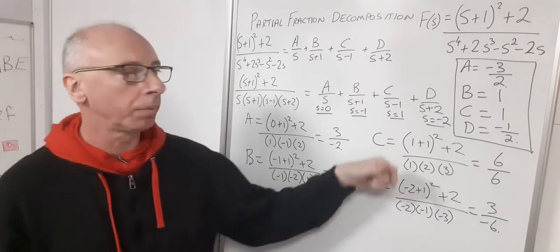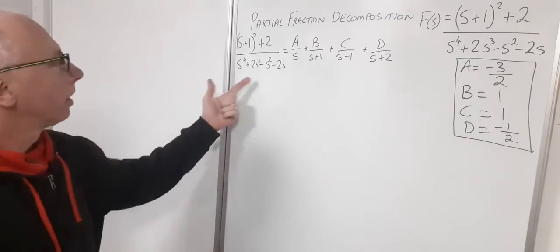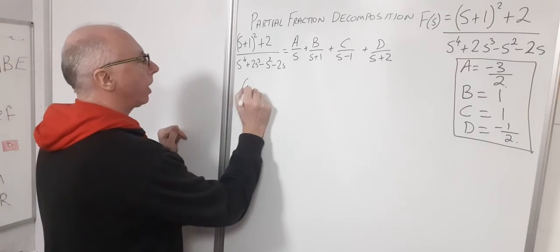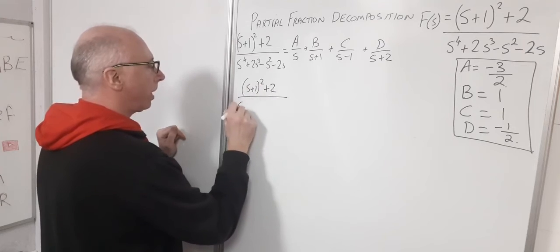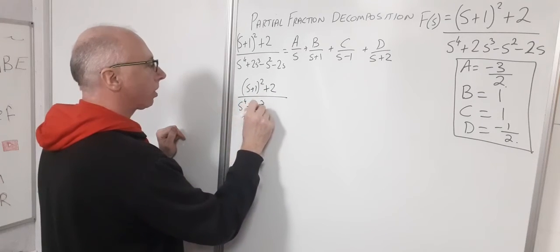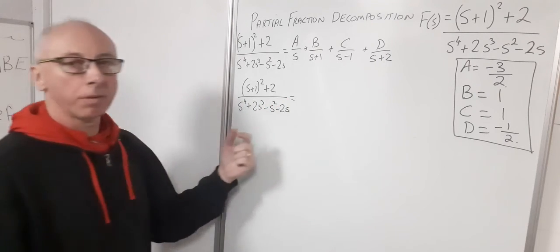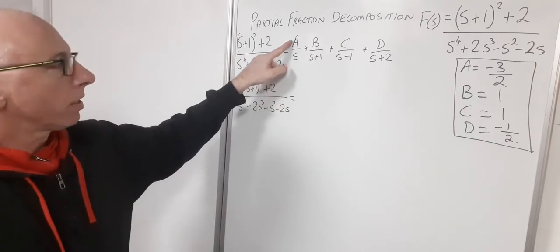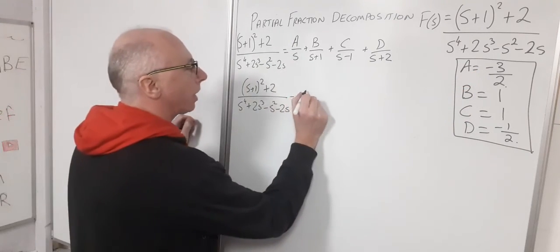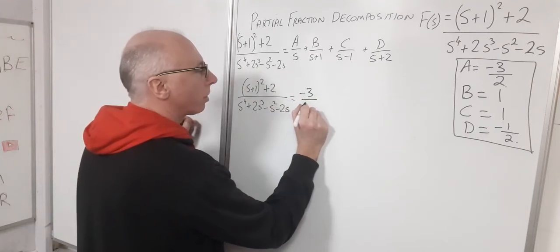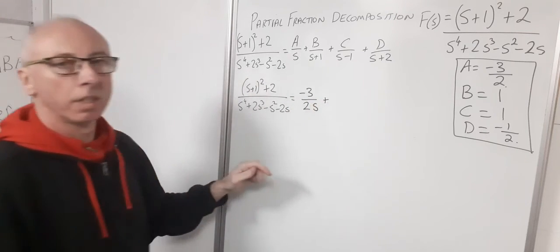So let's take this off the board and let's have a look at the result. Okay, let's go for it now. So now we've got S plus 1 squared plus 2 over S to the 4 plus 2S cubed minus S squared minus 2S. Now we're ready to put our answer in. So A is minus 3 over 2. So now we've got minus 3 over 2 and then S. So that's that one taken care of.